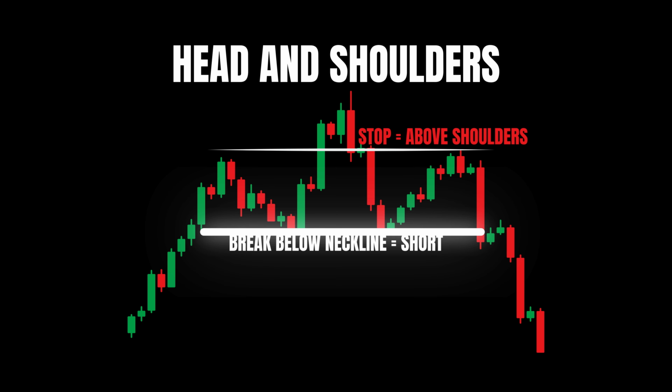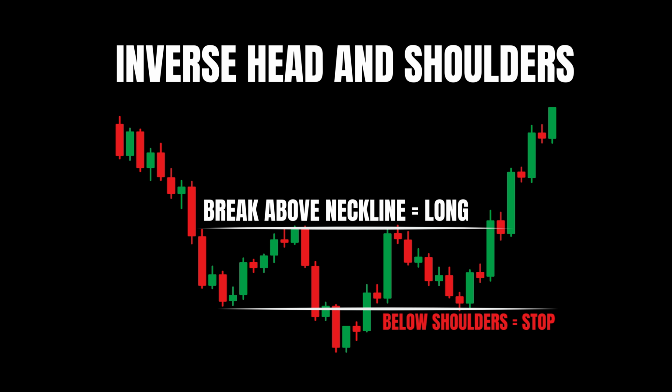Now let's talk about how to create an entry and a stop on a head and shoulders candlestick pattern. The shoulders and the head are all important in this pattern, where the neckline is the opportunity to go short. Once price breaks below that neckline, that is your trigger to go short. As far as a stop goes, or the risk on the trade, I set my stop just above the levels of the shoulders.